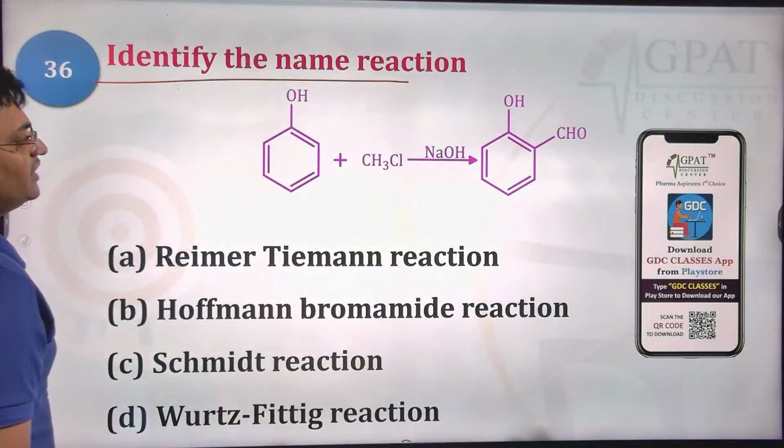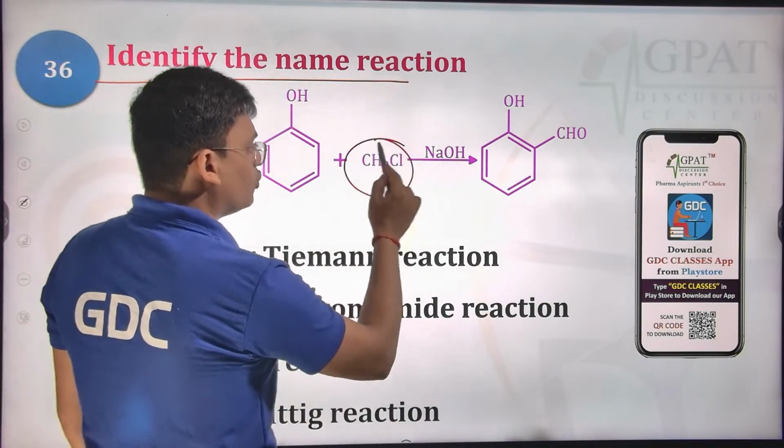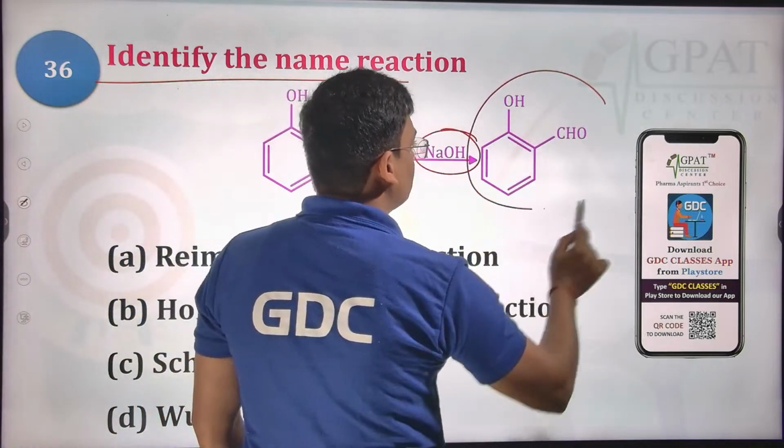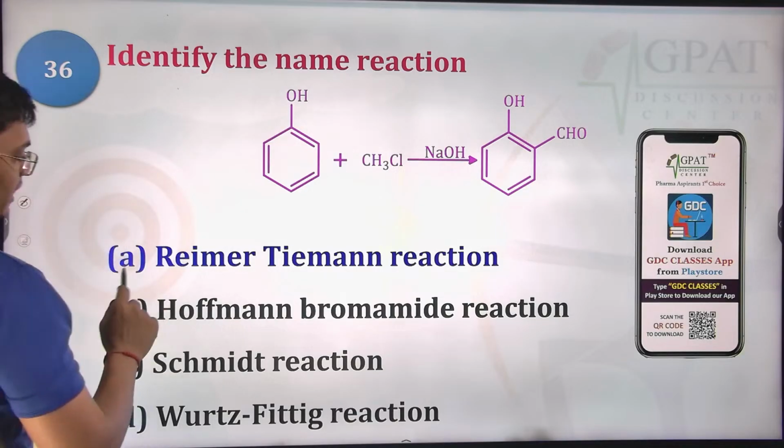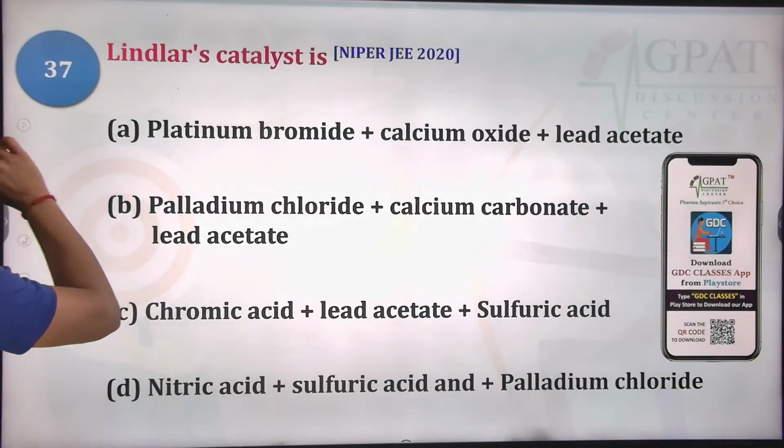Identify the name reaction. We have phenol reacting with CHCl3, chloroform, and NaOH, giving salicylaldehyde. That is known as the Reimer-Tiemann reaction. A is the correct answer.